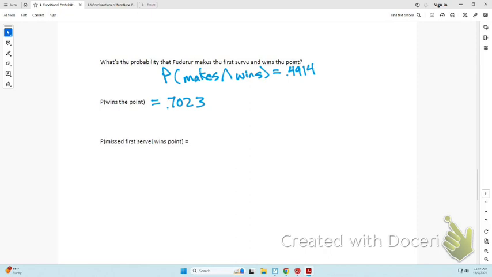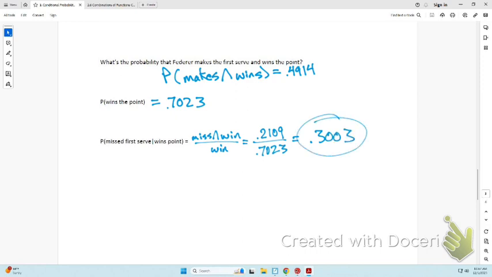For the last one, use the formula if you want. Miss and win divided by all the wins is 2109 divided by 70-23, which is 3003.